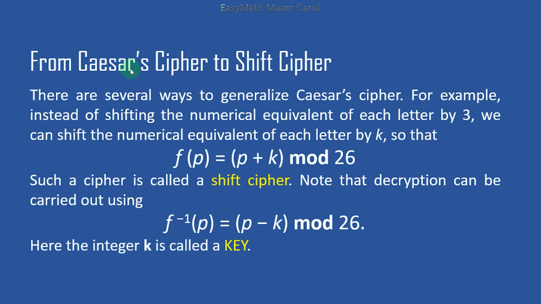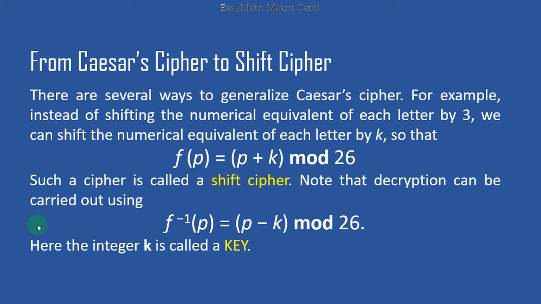Now, from Caesar cipher to shift cipher. Now, there are several ways to generalize Caesar cipher. Hindi naman daw laging 3 ang ginagamit sa paglilipat ng mga letra na yon. For example, instead of shifting the numerical equivalent of each letter by 3, we can shift the numerical equivalent of each letter by k, wherein k now is a variable. So, pwede ng ibang numero yung ipalit mo dyan, hindi lang 3. Pwedeng positive, pwedeng negative, depende dun sa gusto mo. Now, such a cipher is called a shift cipher.